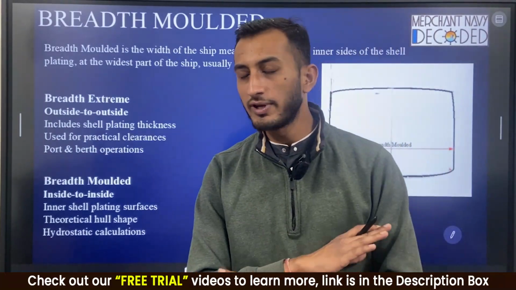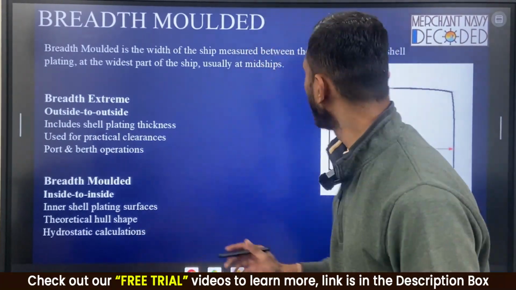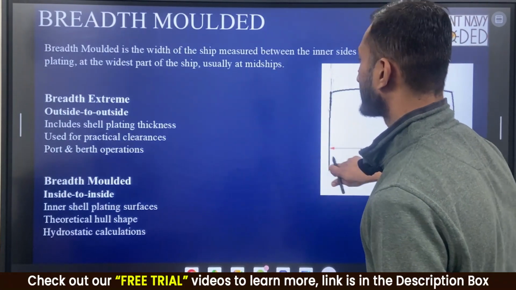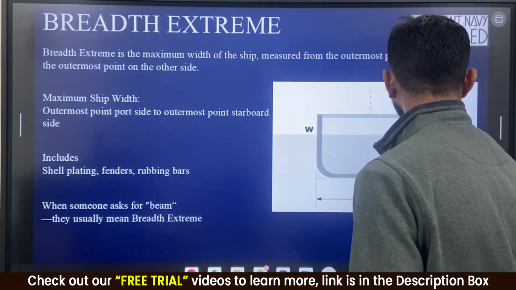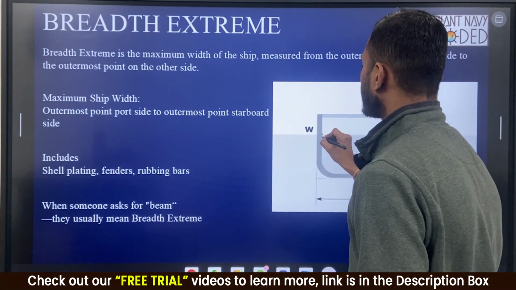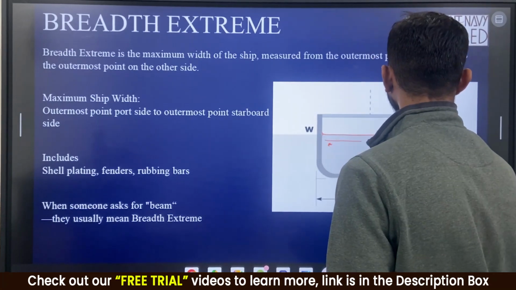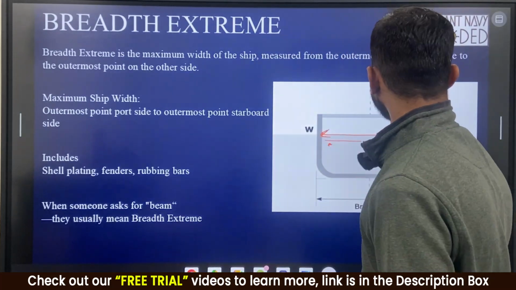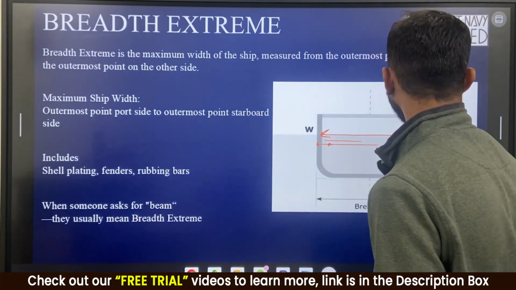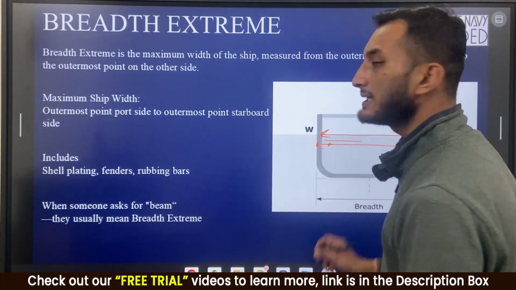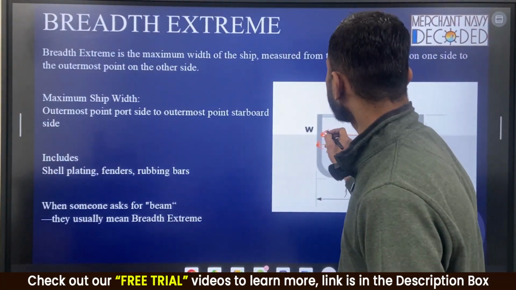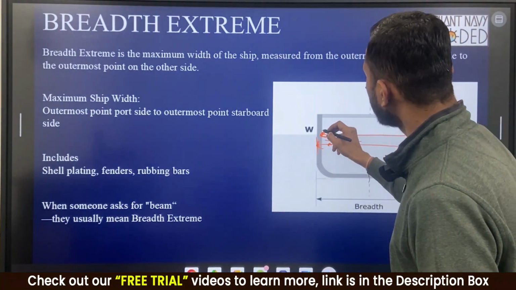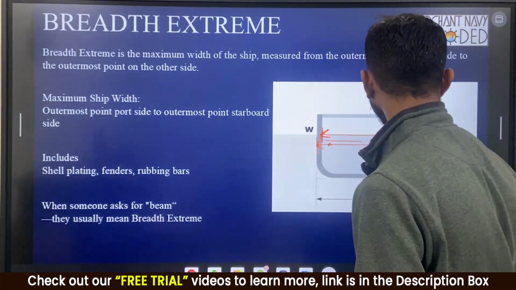Breadth molded is nothing but just like breadth extreme, but it is not the outermost point. I'll explain it in this diagram in a better way. It is the innermost plating, this to this, in which the thickness of the plates is not taken into consideration. So this is the breadth molded. Breadth extreme is the outermost point and breadth molded is the inner side of the shell plating. Okay, this is outermost and this is the inner side of the plating.